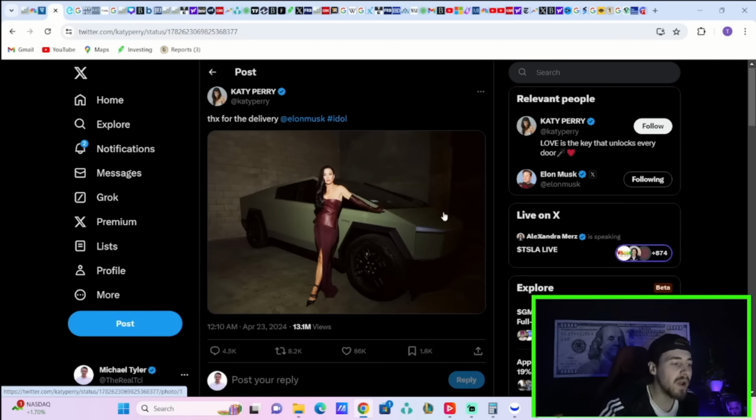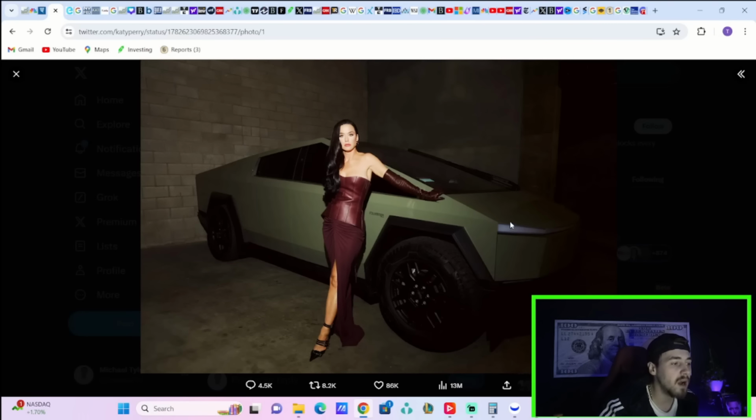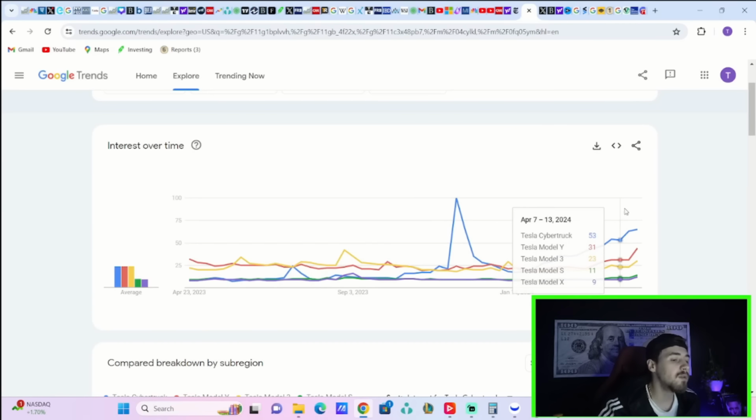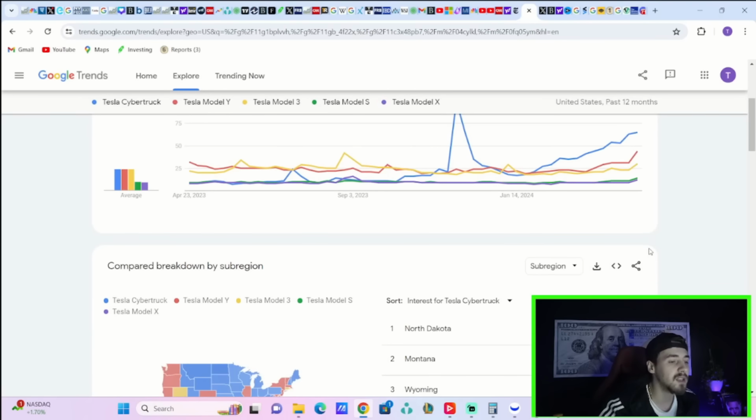And look at that, Katy Perry has just taken delivery of her Cybertruck with a green wrap on it, and she does have over 400 million followers across her platforms. Celebrities taking delivery of their Cybertruck and posting about it is exactly what you want to see. Take a look at the Tesla lineup.